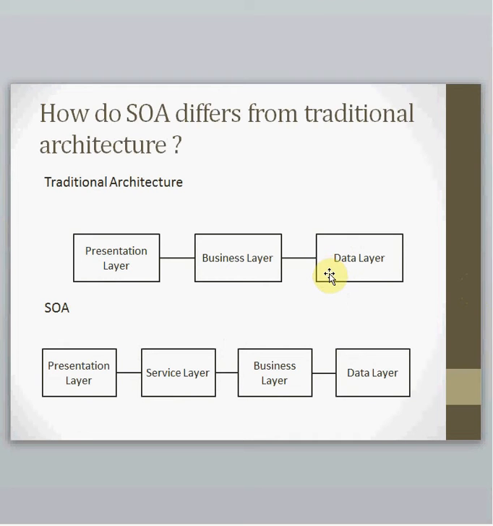How does SOA differ from traditional architecture? SOA, which is a loosely coupled architecture, tends to separate the service's interface definition from the service's actual implementation, making for even more looseness. In other words, traditional multi-tier architecture looks something like this, while SOA often inserts an additional service layer and ends up looking like this.